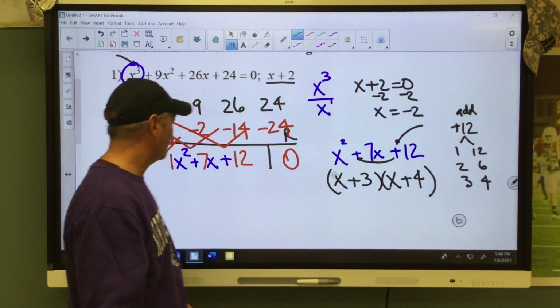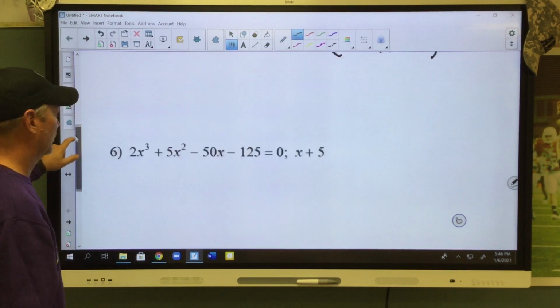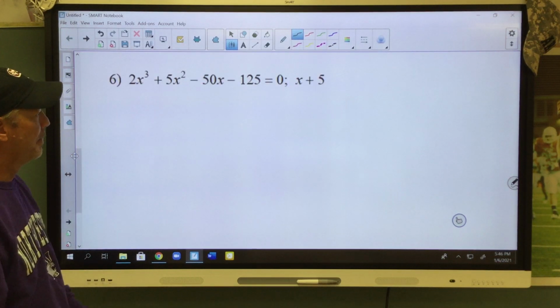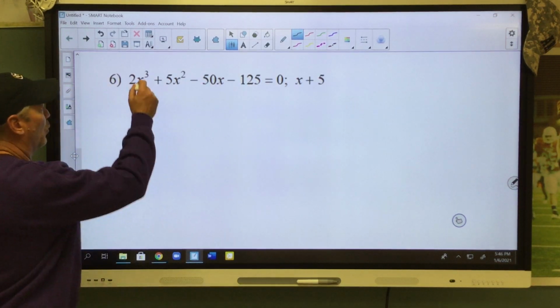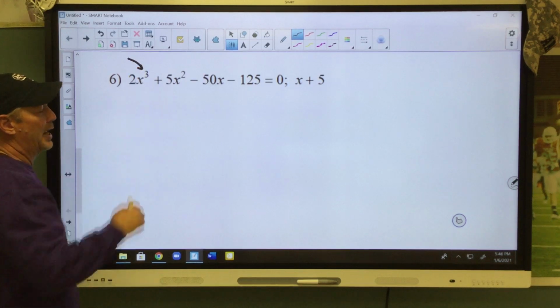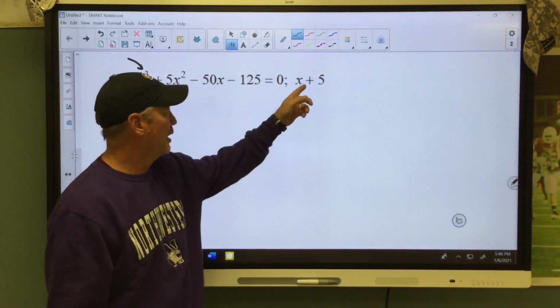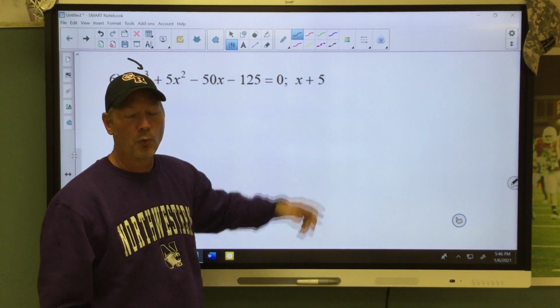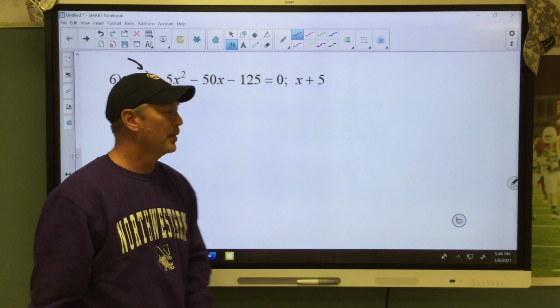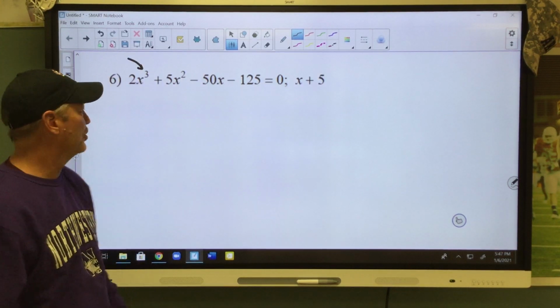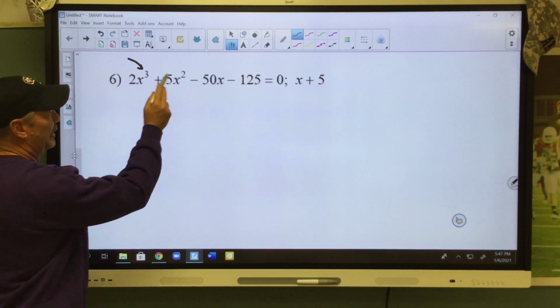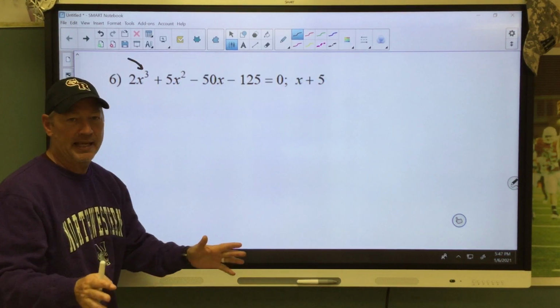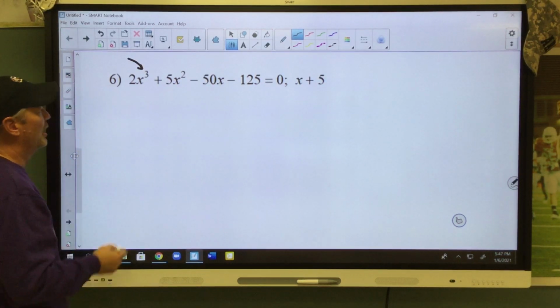Let's try another one. Okay, so we're looking for 3. That tells us we're going to have 3 factors. They gave us one of them. We need to find the other 2. We're going to do synthetic division. 3, 2, 1, that's good. We don't have any gaps, so we're okay. So we're going to go with the coefficients.